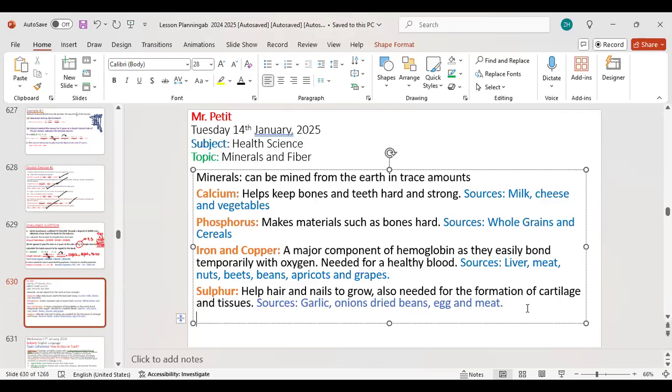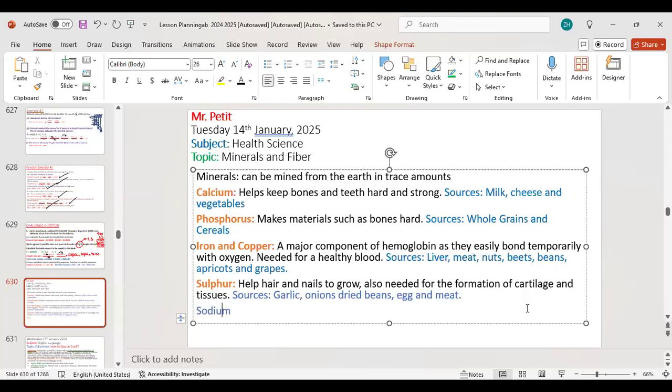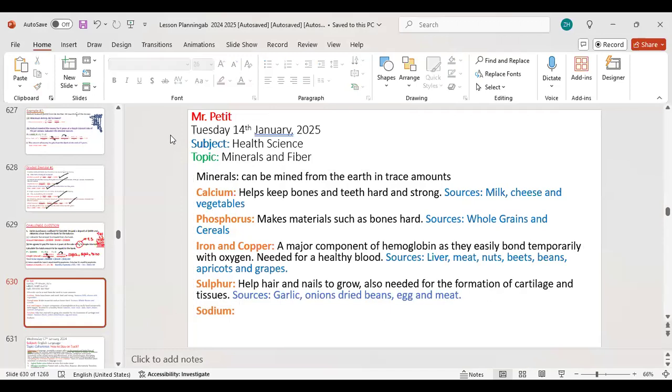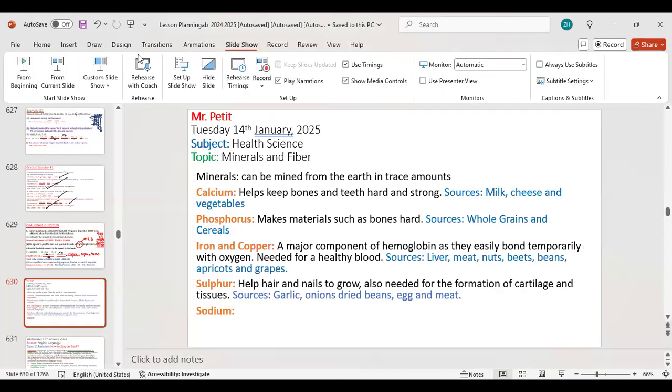Then we have sodium. Sodium is a cute word. Salt. No. Sodium is not salt. Why do you all think that sodium is salt? Whoever said that sodium was salt? Iodine isn't salt either. But why do you think that sodium is salt?